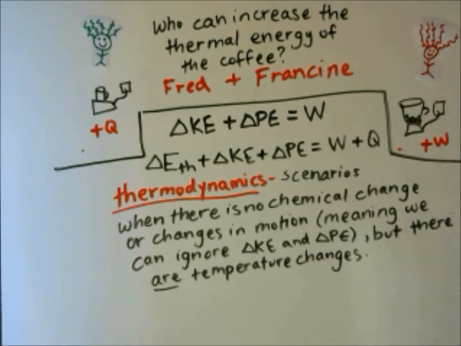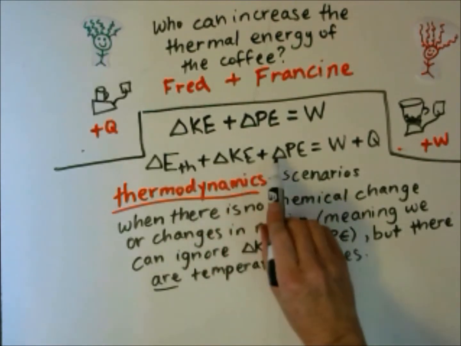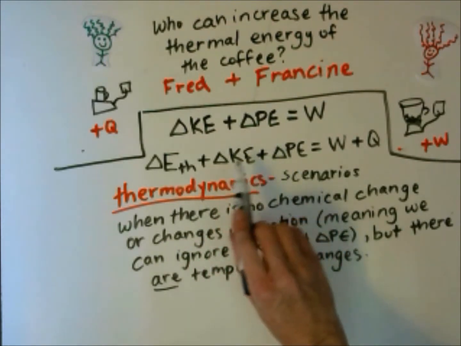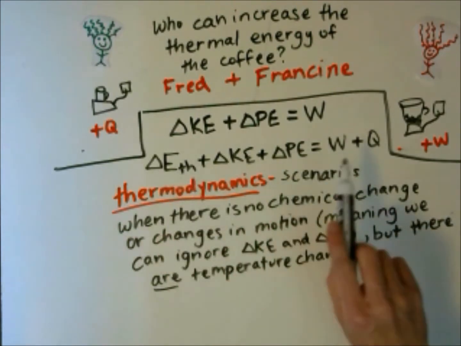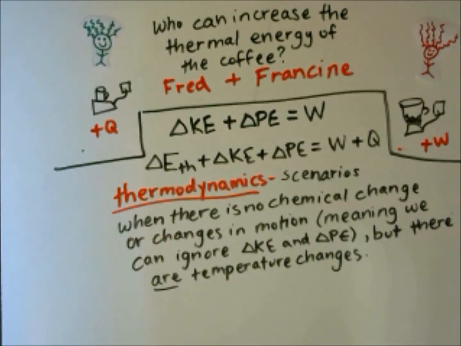We are going to talk about thermodynamics, and that is the basis for this unit. Thermodynamics is a scenario when there is no chemical change or changes in motion, meaning that the kinetic energy and potential energy changes will be zero because there's no change there. But there are temperature changes, and that's what we're going to look at. Looking at just changes caused by temperature change gives us thermodynamics.